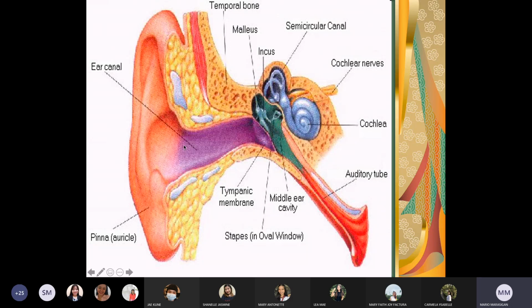Then you have the ear canal going to the middle part. Okay, but before reaching the bone, you have the tympanic membrane or the eardrum. Okay, the bone consists of your malleus, incus, and stapes. Okay, then the stapes is the one that is focused on the oval window, so when it vibrates, the vibration will stimulate your inner ear. Semicircular canal, which consists of your cochlear and vestibular. Okay. Then you have your auditory tube.